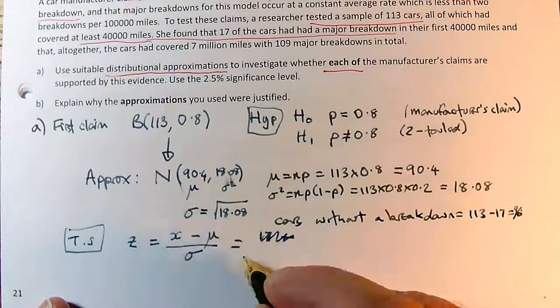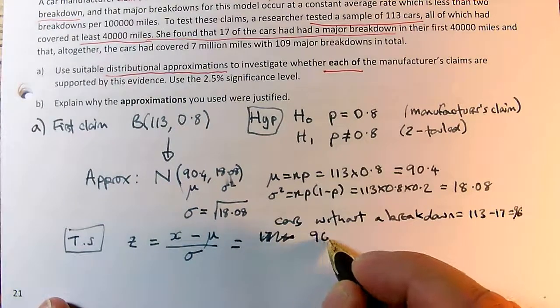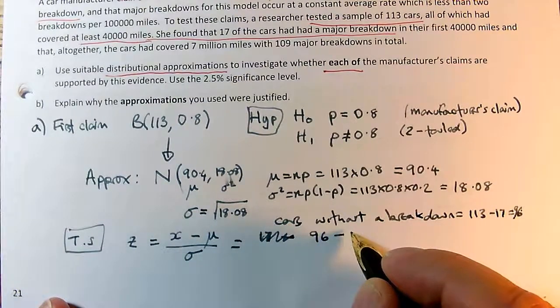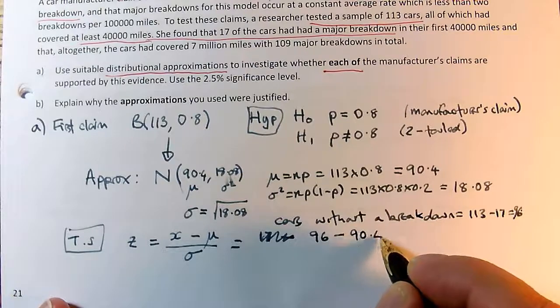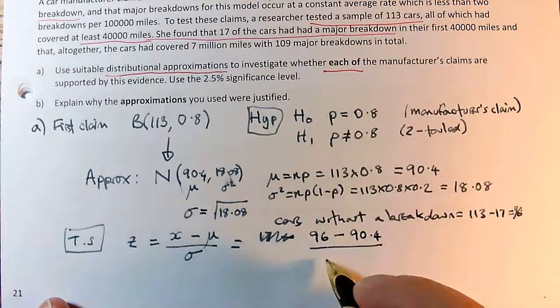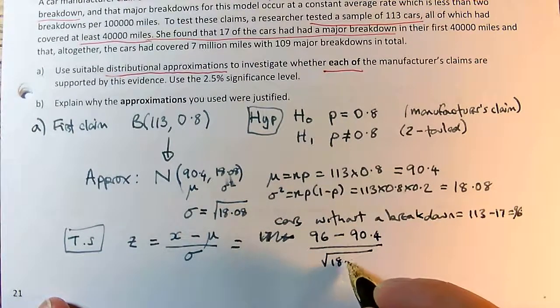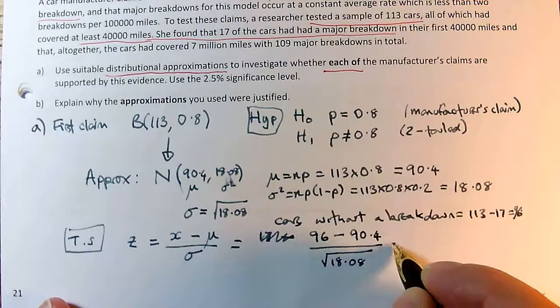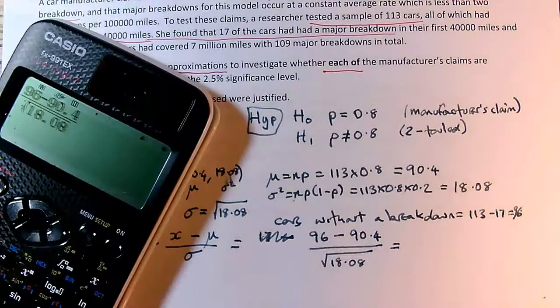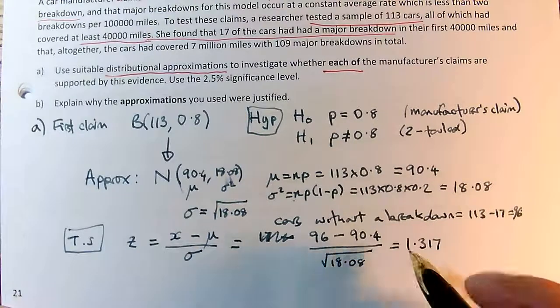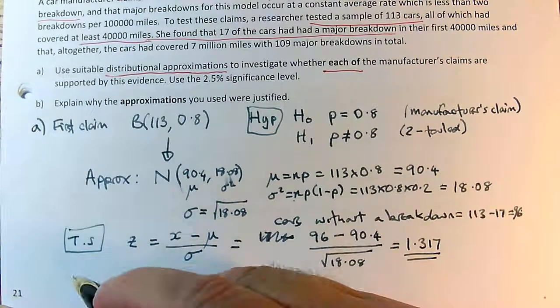So my Z formula, I do 96 minus the mean of 90.4, divided by 18.08 square rooted. That's going to give me a Z value. Here we go, 1.317. And that's my test statistic. So I'm ready to do critical values.